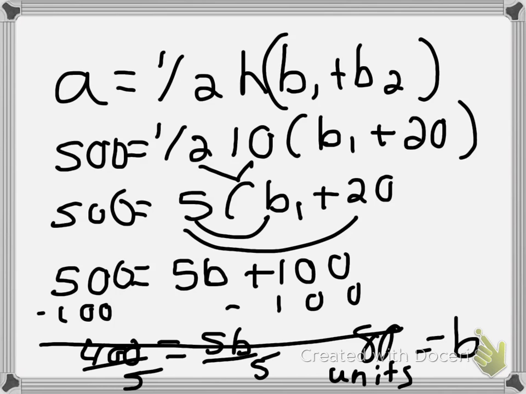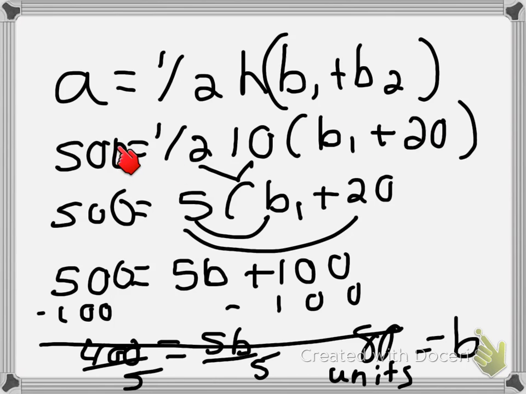Alrighty then. First thing I have to do is fill in what I knew. I knew the area, 500. 1/2 is 1/2. That's what it is, folks. The height was 10. Base 1, I don't know. Base 2, 20. All I did right here was fill in the known values, that's called substituting, into this formula.